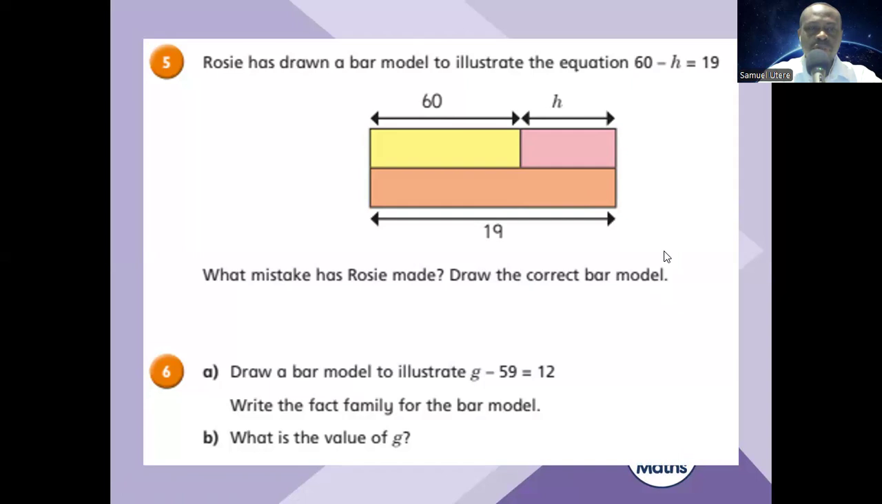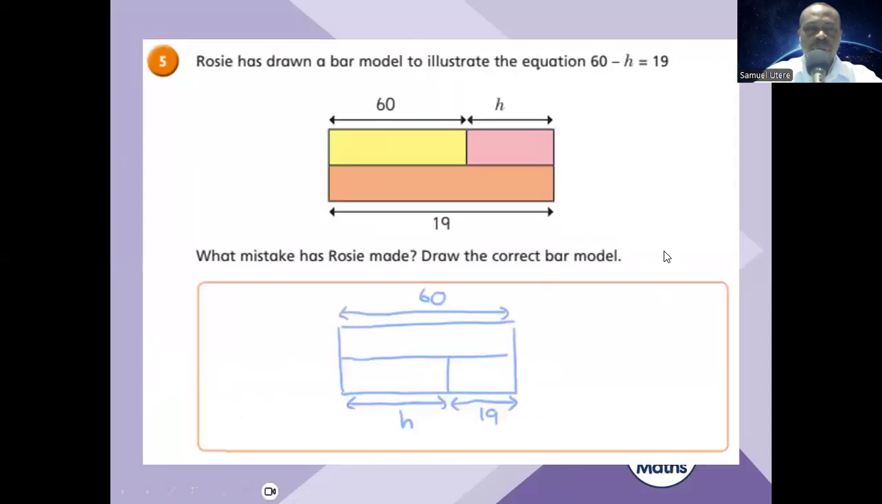Assuming you've paused the video and you've worked through the problem, here are the answers for question 5. So here Rosie has drawn a bar model to illustrate the equation 60 minus h is equal to 19. So here is what Rosie drew. Okay. What mistake has Rosie made? Draw the correct bar. So this is what the bar should look like.